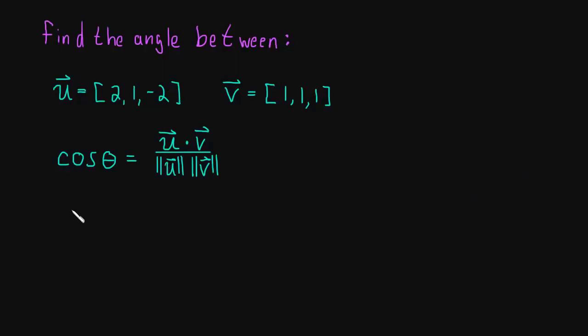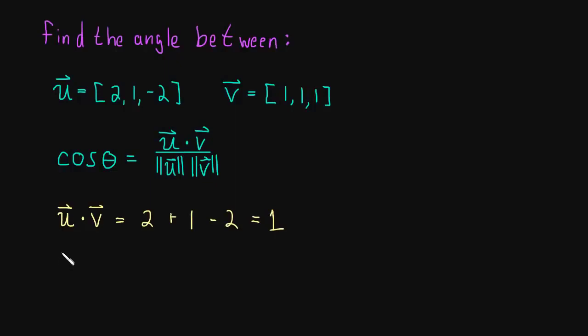So the dot product of u and v, u dot v, is equal to 2 times 1, that's 2, plus 1 times 1, that's 1, plus negative 2 times 1, that's negative 2. So this comes out to be 1. So the dot product is 1.